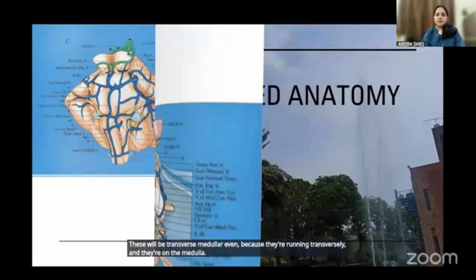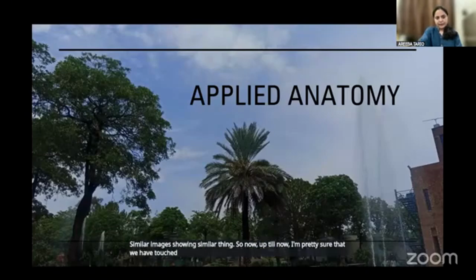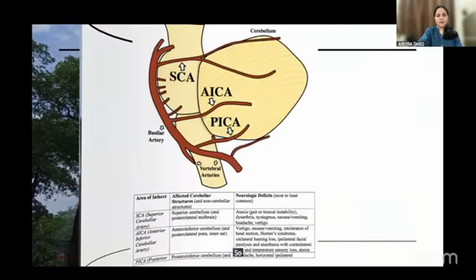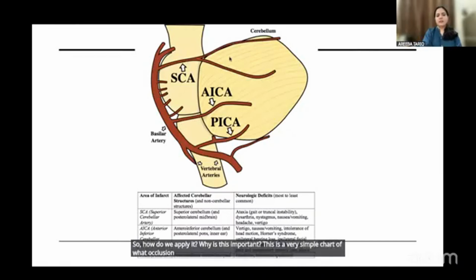Similar images showing similar thing. So now, up till now, I'm pretty sure that we have touched a lot of arterial anatomy and venous anatomy. So how do we apply it? Why is this important? This is a very simple chart of what occlusion of a simple artery can lead to.